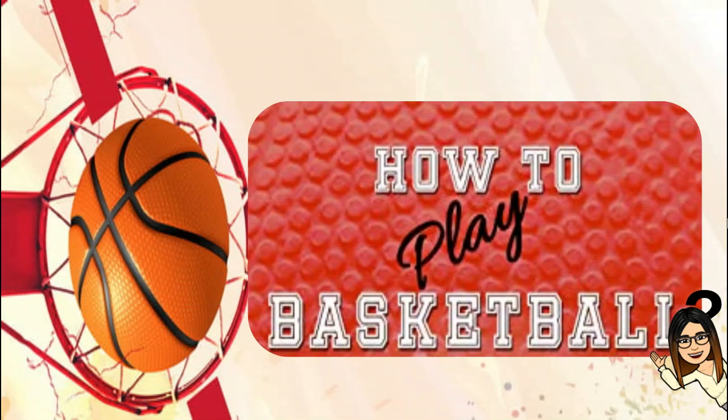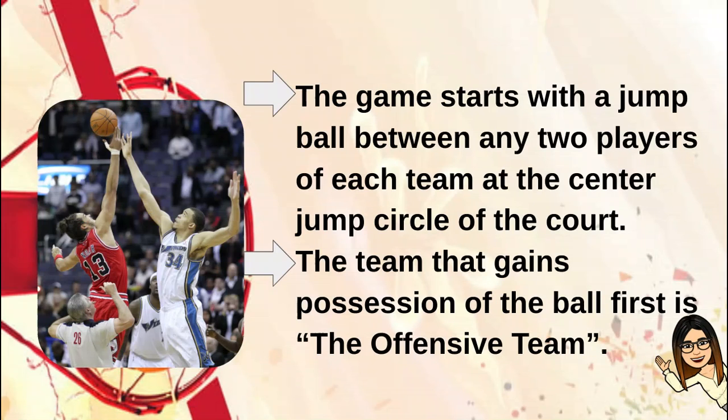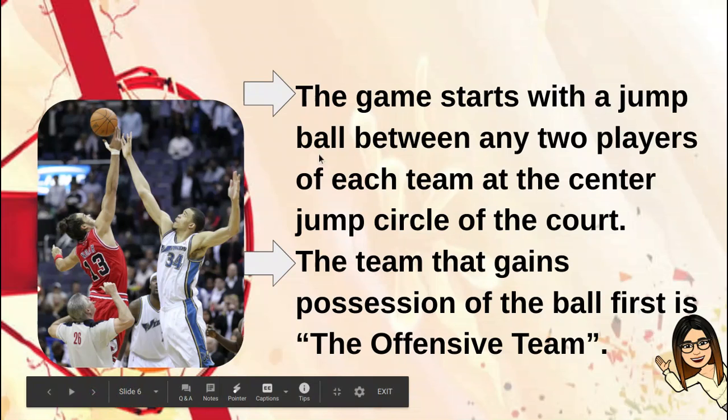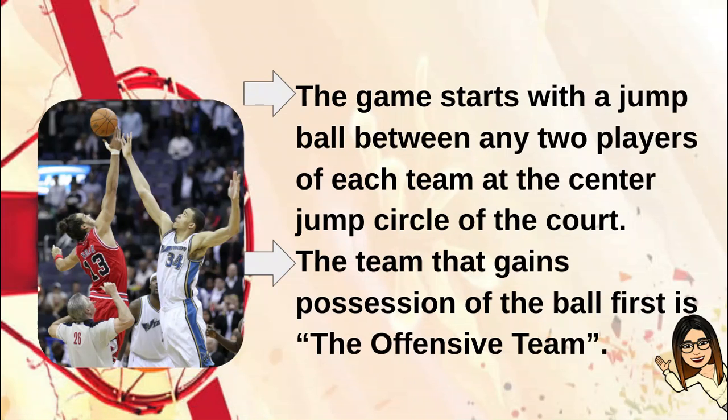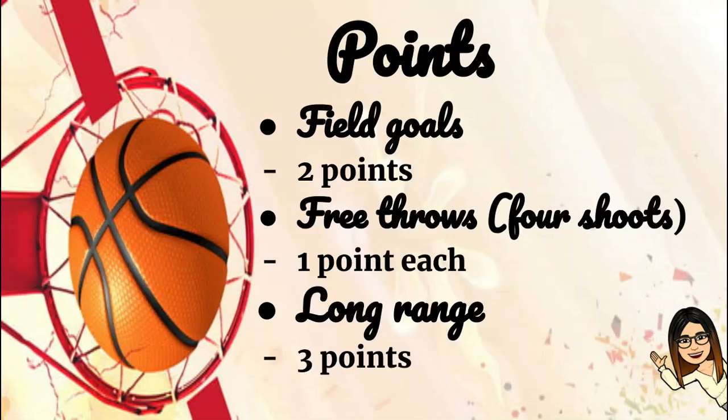Now, how to play basketball. The game starts with a jump ball, just like in the picture. A jump ball between any two players of each team at the center jump circle. The referee will throw the ball and the two players will jump. The team that gains possession of the ball first is the offensive team, meaning they will be the first to play.